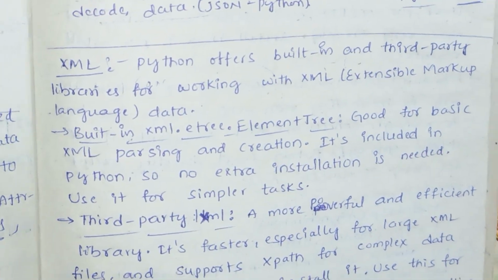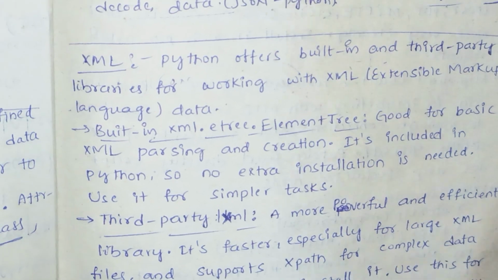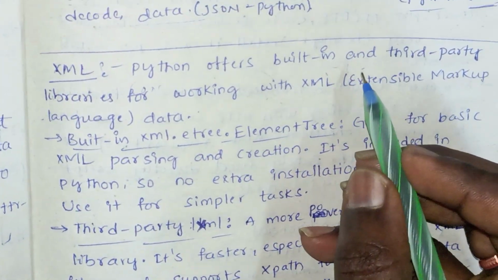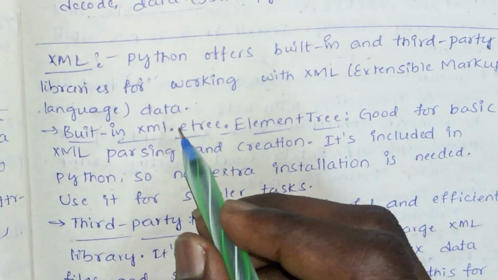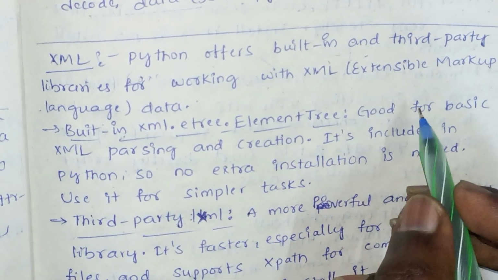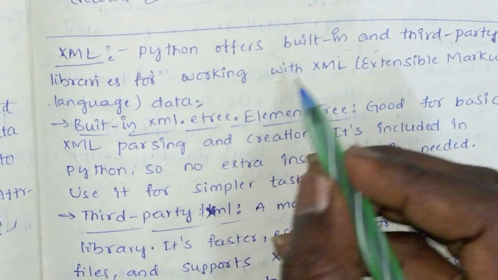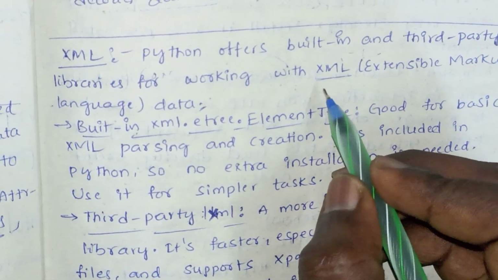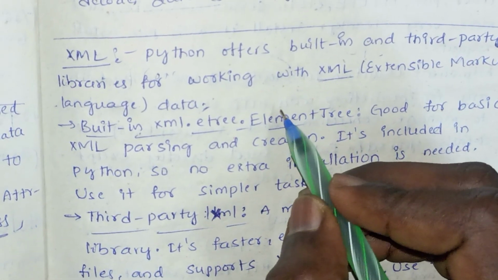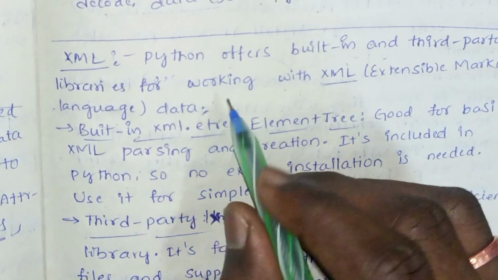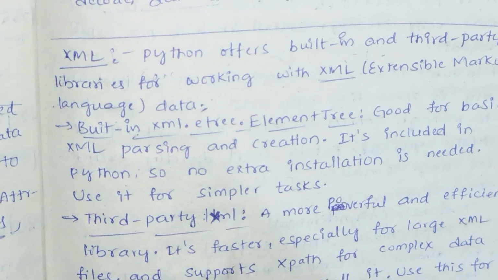Okay, next topic is XML. What is XML? Extensible Markup Language, right? Markup language. Python offers built-in and third-party libraries for working with XML data. While working with XML in Python, we have some built-in and also third-party libraries. So what are those? We will see.